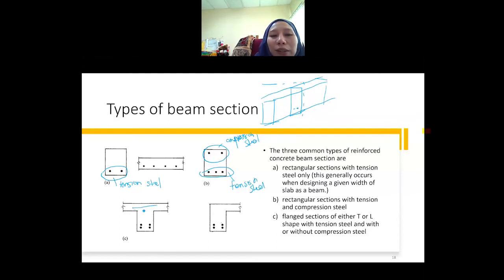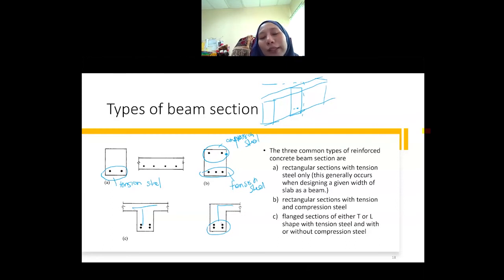So, dia panggil this one T. Ini L lah. L terbalik. Okay. With tension steel and with or without compression steel. So kalau ada tension steel, dia duduk kat bawah. Sorry. Tension steel mesti ada. Okay. Bawah ni is tension steel. Atas ni can be, boleh ada atau boleh tak ada this compression steel.